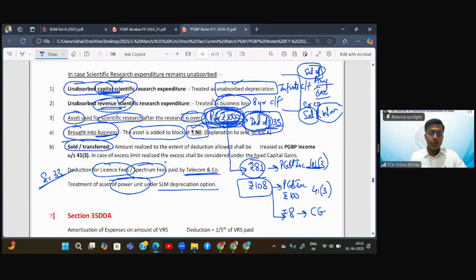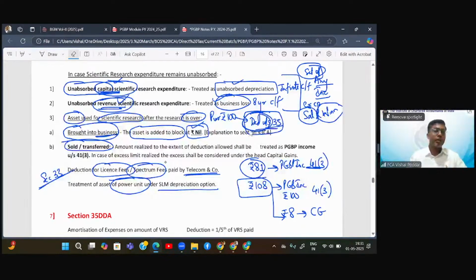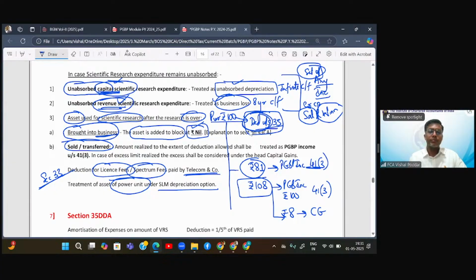Now if my deduction is of rupees 100, my income under 41 can also be only up to rupees 100. So if it is sold for 81, the entire 81 is PGBP. If it is sold for 108, out of 108, 100 is PGBP under section 41, and the remaining 8 will go to capital gains. Is this clear to you all? Students, understood?